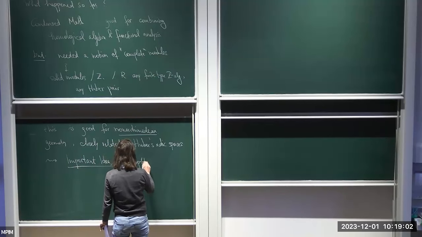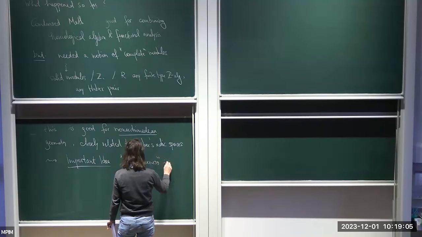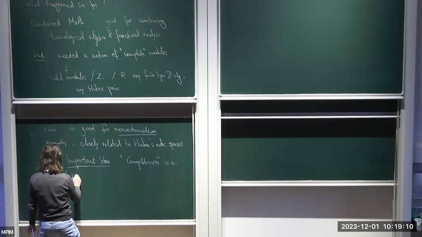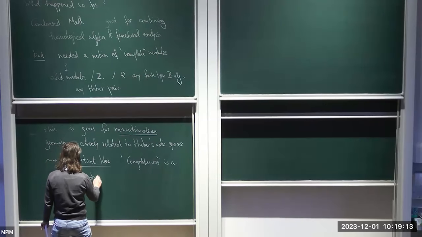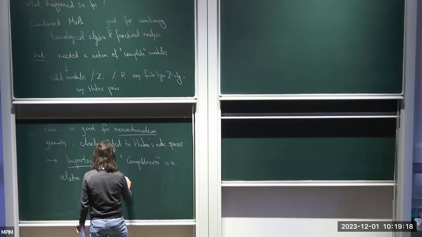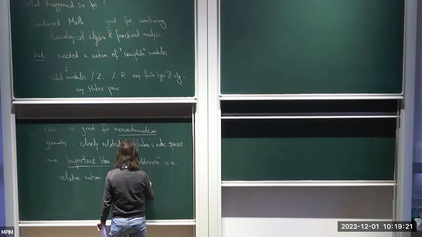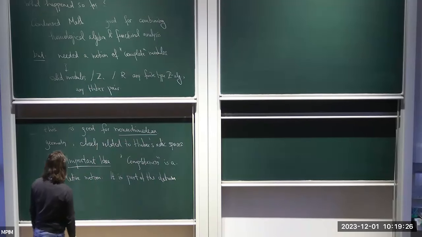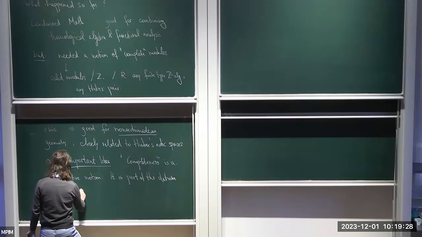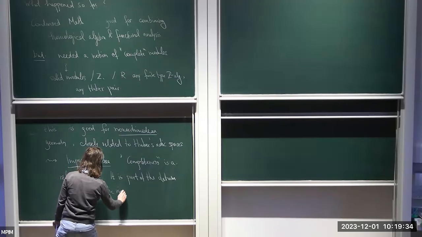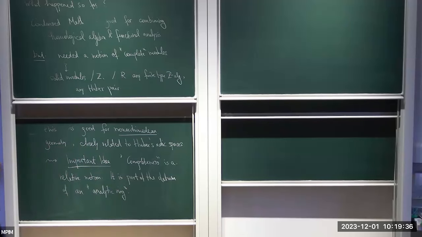So completeness is some relative notion, in some sense. It's not an absolute notion of fixed constants for all, but it's part of the datum of an analytic ring. So which modules are complete is part of the datum of what we then define. That's an analytic question.